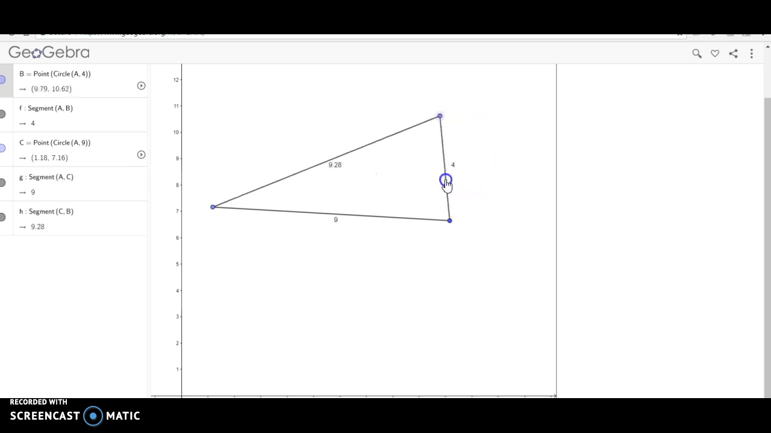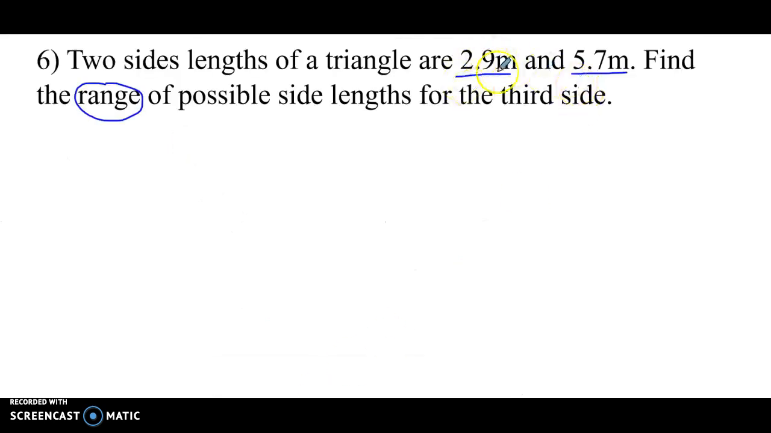But then you have to go the other way. So when you go all the way down, you can see it gets smaller and smaller, and then at one point it's just going to be flat again. And that point is when the side is 5. And the way we get that number is we subtract 9 minus 4. So 9 minus 4 gives us 5, and at that point it's no longer a triangle. So it needs to be greater than 5, but it needs to be less than 13. Now apply that to this problem with 2.9 and 5.7.